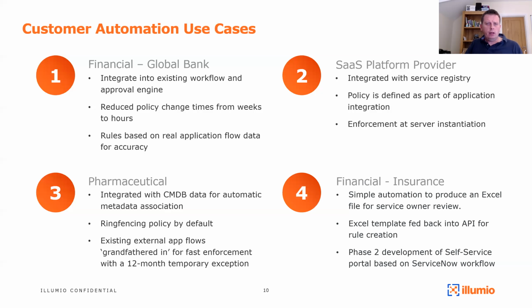And the last example was a financial institution, actually an insurance company, and they took a much simpler approach in their first phase. They just created some simple automation that made queries about the flow data and produced an Excel template which detailed the flows. They emailed that to the service owner. The service owner went down the template and clicked a drop-down to say whether the flow was good or bad, and then they ingested that template back in to create policy. It's similar to grandfathering all the flows, but they had a process to review those before they went in, so the application owner could qualify whether those were required or not.